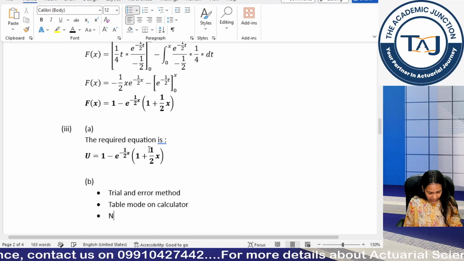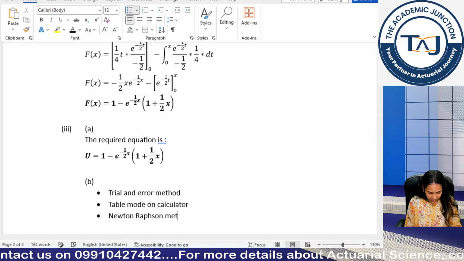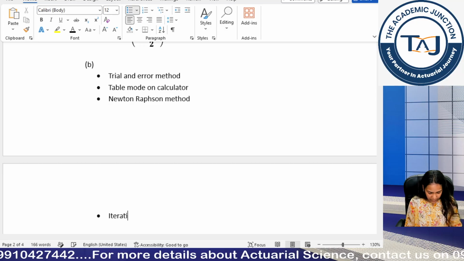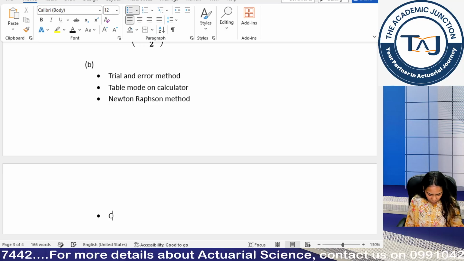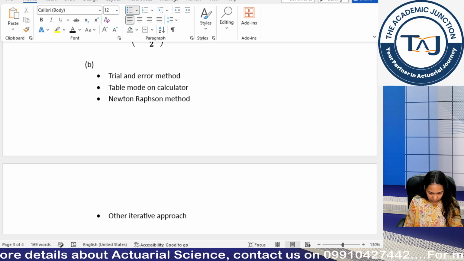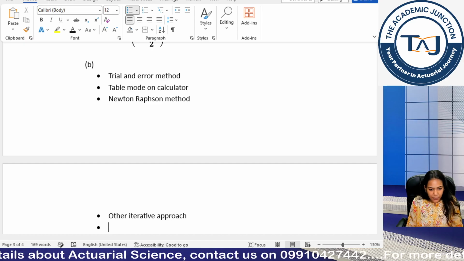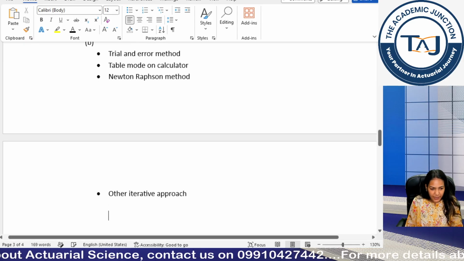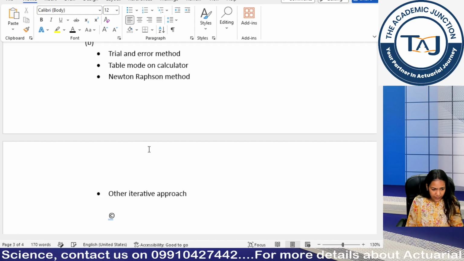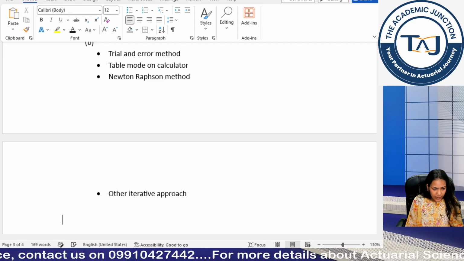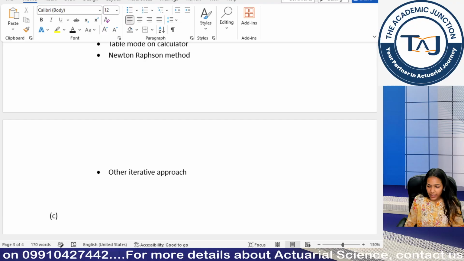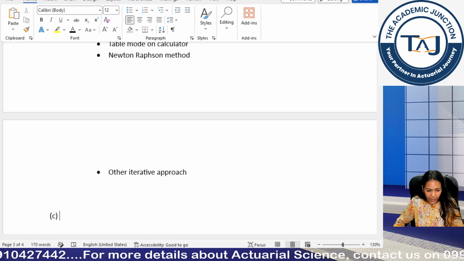And then finally we can have Newton-Raphson method or some other iterative approach. When we have to escape these bullet points, you simply press backspace, and another backspace to reach it, and then we have the next part. Okay, let's check out the final part of this question.